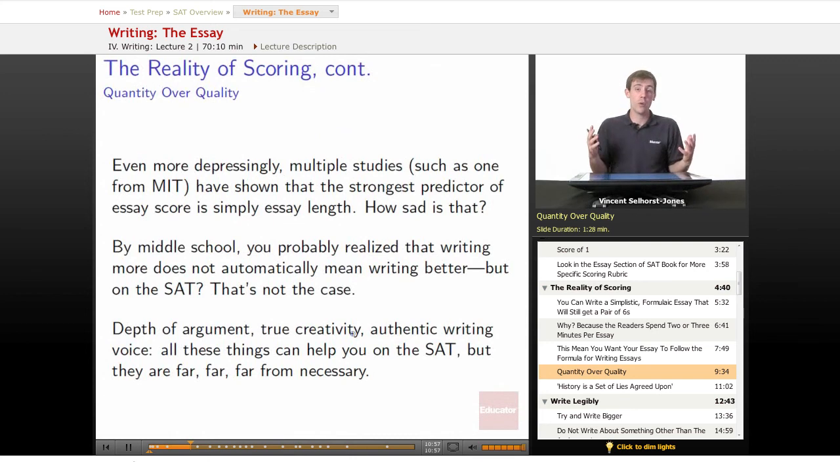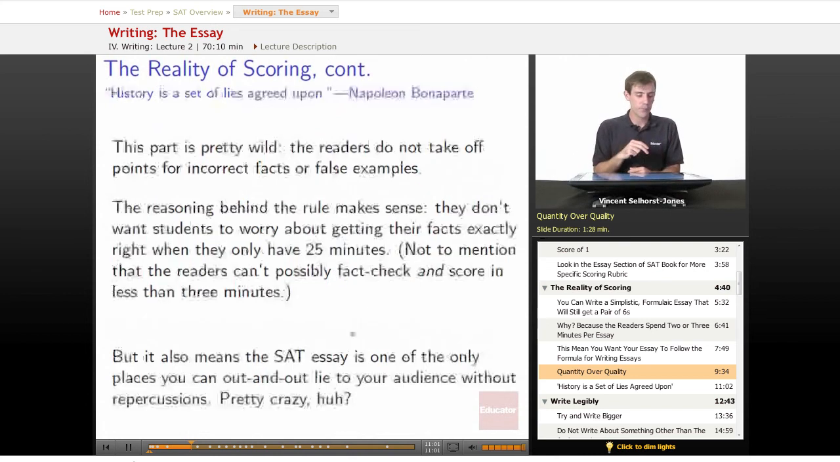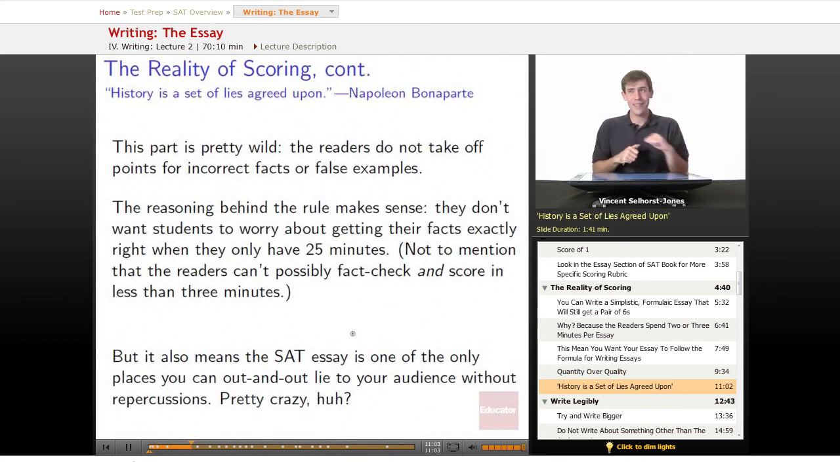But what you want to do on the essay is learn to crank out a lot of words. We'll talk about that down the road. Also, this part is kind of crazy. The readers aren't going to take off any points for incorrect facts or false examples. So there's actually a pretty good reason behind this. They don't want students to worry about getting their facts exactly right when they only have 25 minutes.